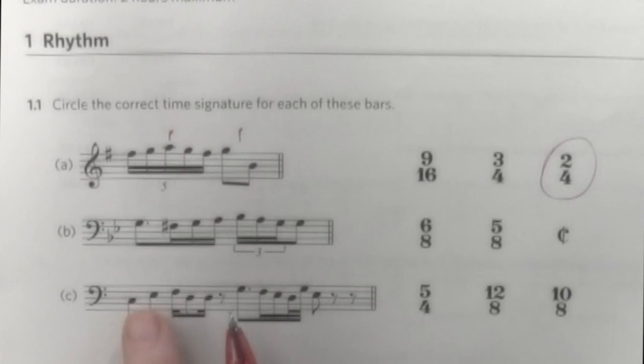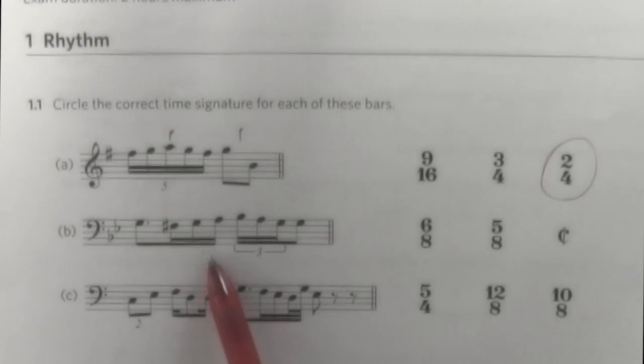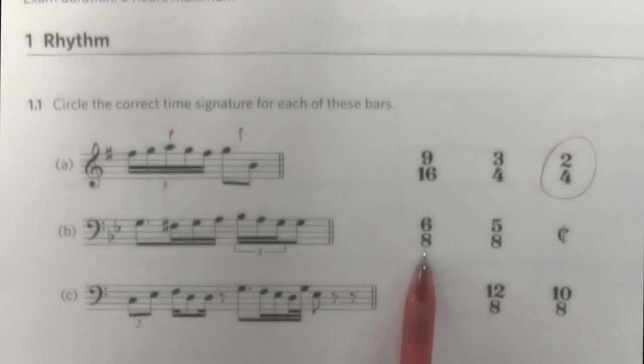In the next example, we see something very complicated and I don't know where to start, to be honest. But let's start with this. We see two groups of things and that might mean a simple time. But it also could be compound because we have 6/8. So let's have a look.